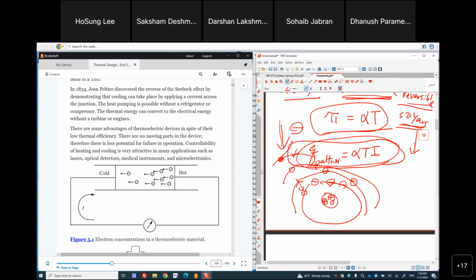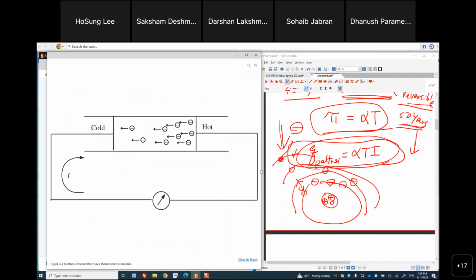Some electrons are there, always. But hot, I told you, has more energy, thermal energy or any energy. So there are more electrons in the hot side. So once one side is less and one is more, there's a potential. And there are two mechanisms. One is diffusion. Naturally, the more dense electrons are going to flow to the less dense. That's the nature.